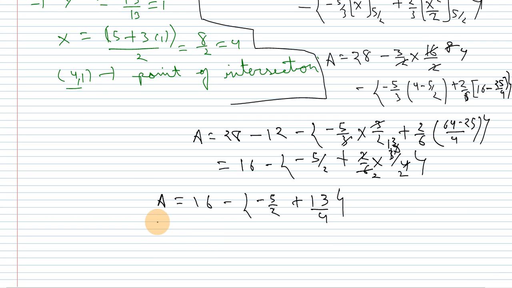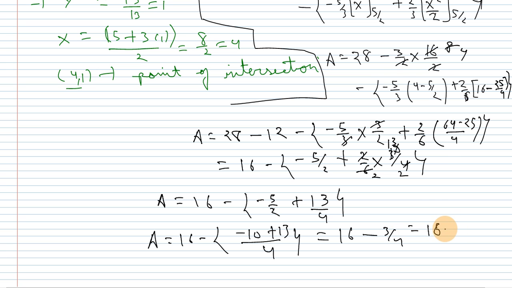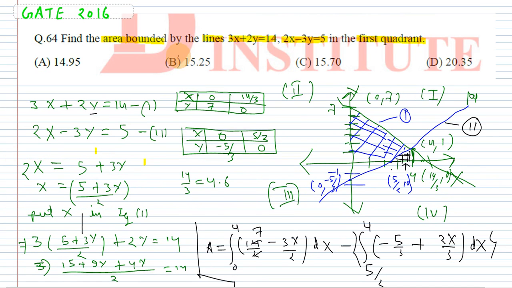And if we solve further, this is 16 minus, it will become 4, and this will become 10 and 13, that is 16 minus 3 by 4, and that will be 16 minus 0.75. So A will be how much? 15.25, right? And according to this, the correct option will be B.